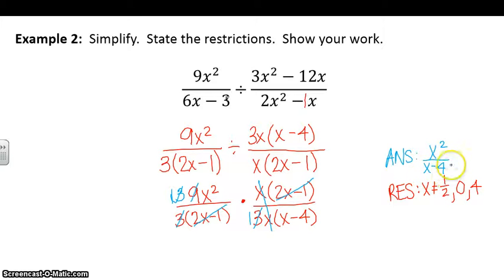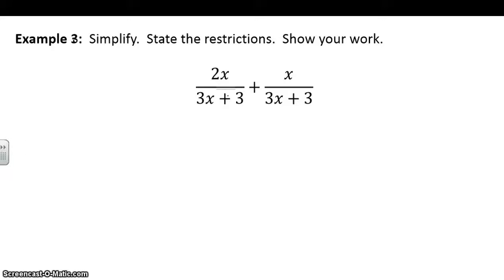And again, this x minus 4 is in parentheses, so you cannot cancel any of these x's with this x down here. And there's your answer. Okay? So that was multiplication and division. The next one we're going to work on is addition and subtraction.